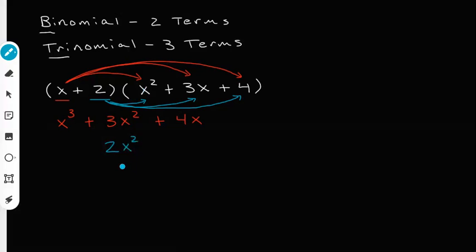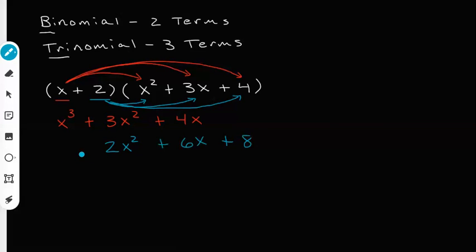And notice that I'm putting that directly under the 3x squared because the exponents, the 2, are going to match up. The next thing I'm going to do is multiply the 2 by the 3x. What's 2 times 3x? That's going to be 6x. And I'm going to put that under the 4x right here. And then the last thing I need to do is multiply the 2 by the 4. And those are just regular whole numbers. So 2 times 4 is going to give me 8. So I'm going to put that over here.